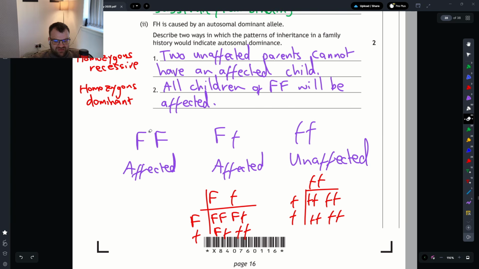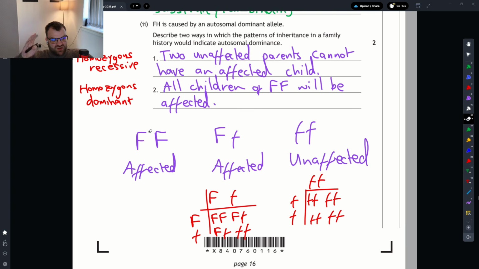Another outcome we could have is if we had two heterozygous individuals, they can have a mixture of affected and unaffected children. Because it's autosomal, not sex-linked, it will affect males and females equally. And there's probably some other stuff we can talk about here. We're quite open with what we've said.